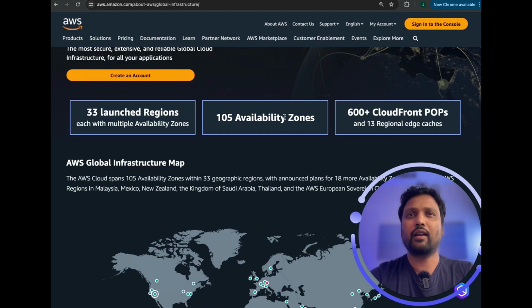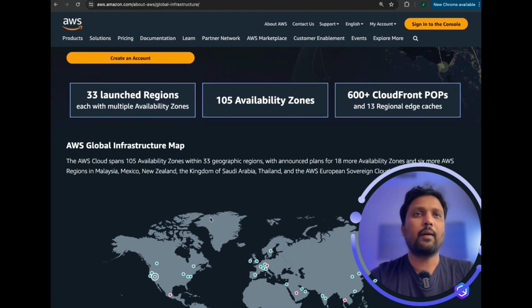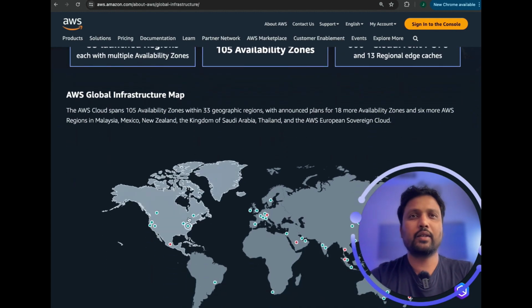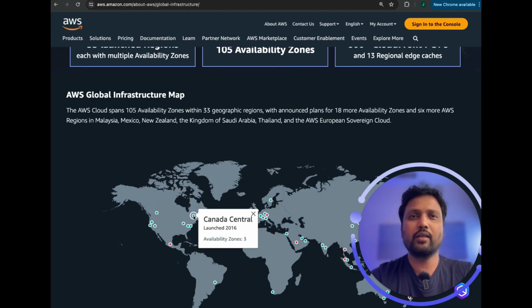If you look at this diagram, you can find out that there are 33 AWS regions, 105 availability zones, and 600 plus CloudFront POPs. If you look at this image, you will see that these green things are all active, or available, regions. If you look at this diagram, it says that availability zones are 3. That means in Canada Central we have 3 availability zones.